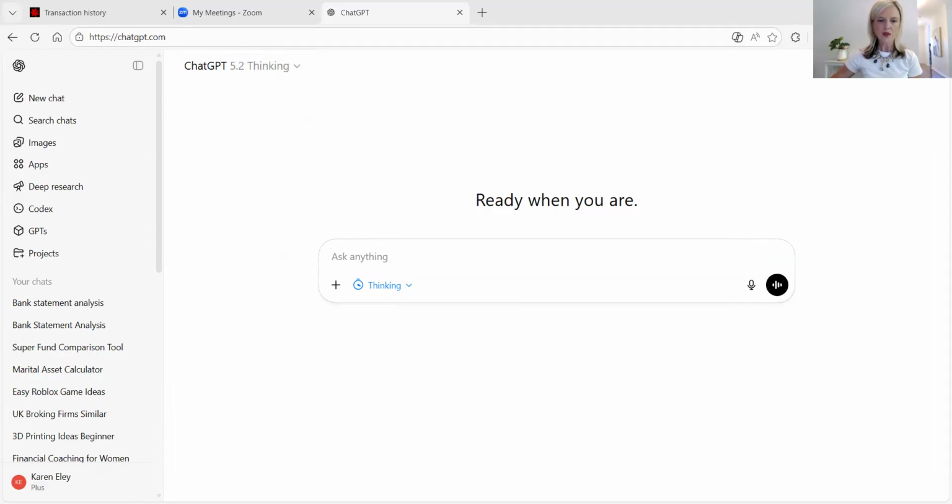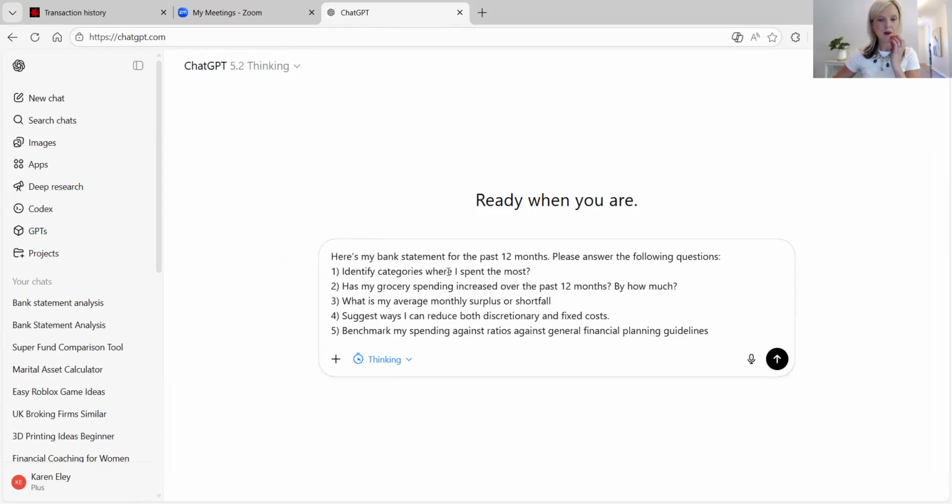But first, what I want to do is give you the prompt. So here are some prompts that you can put in to the AI, which I've created. You can see here, here's my bank account statement for the last 12 months. Please answer the following questions. Identify the categories where I spend the most money. Has my grocery spending increased over the last 12 months and by how much?